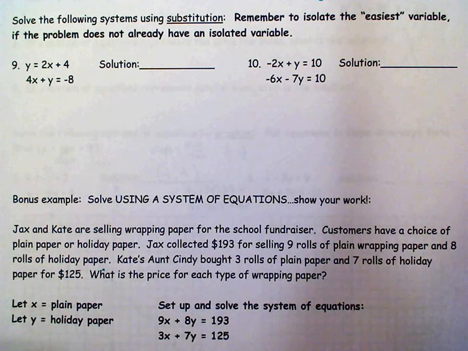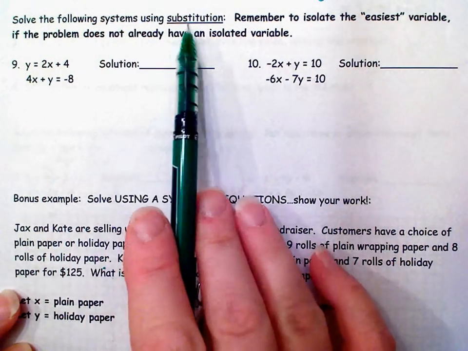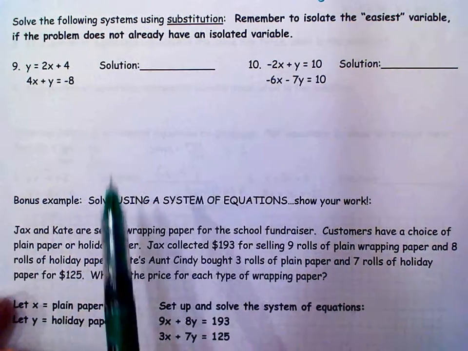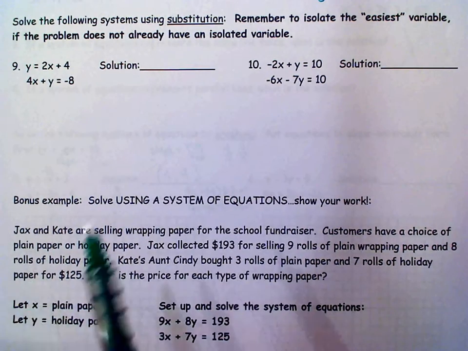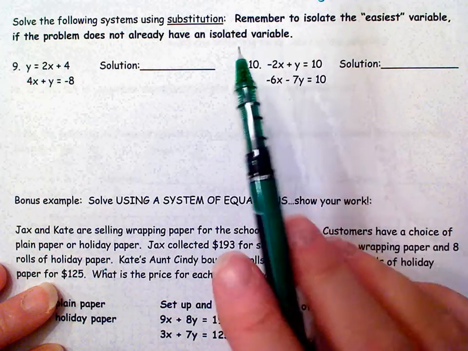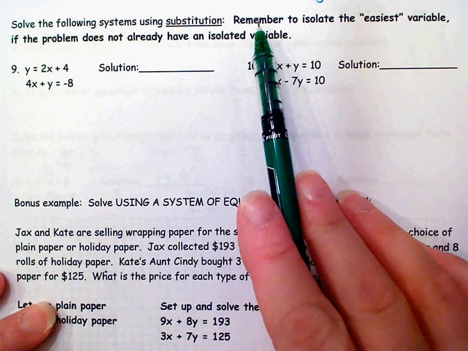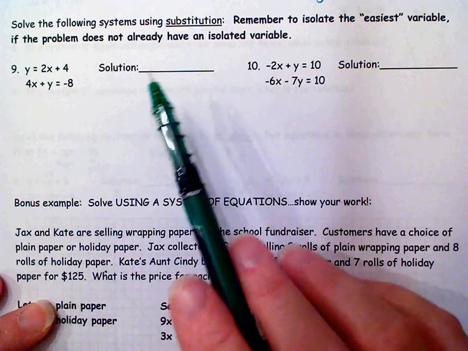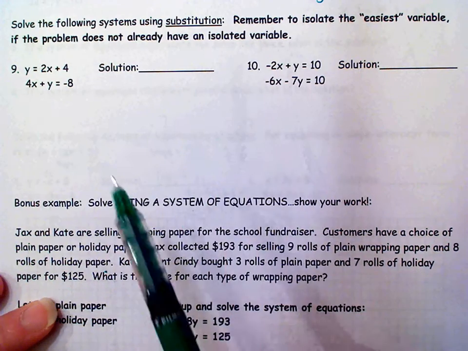On numbers 9 and 10, you're going to solve the systems using substitution. So make sure you use the method that is given to you so you'll get full credit for your correct answer. The part in bold again won't be on the test, but it's just a reminder that you need to isolate the easiest variable if you don't already have a variable that's isolated.